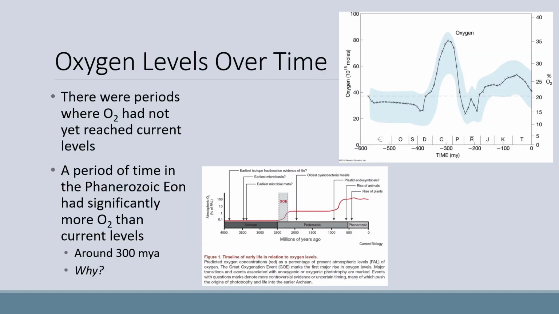Here are some time series plots of oxygen levels in the atmosphere over time. It should be apparent that there were periods where O2 had not yet reached current levels. There was also a period of time in the Phanerozoic eon that had significantly more oxygen than current levels. This was around 300 million years ago. Let's talk about why now.